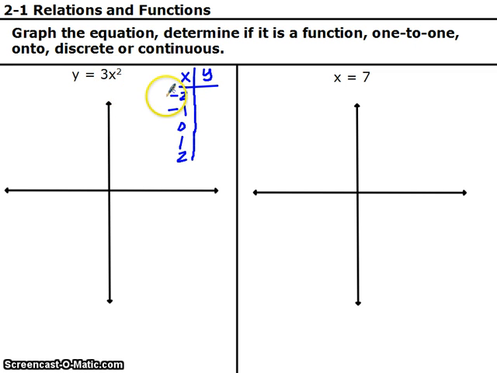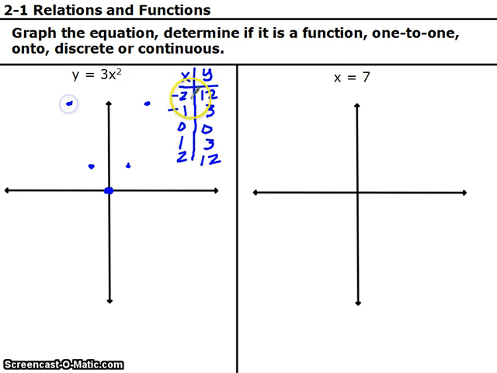Okay, so if I do -2 squared, that's +4, and then 4 times 3 is 12. Okay, -1 squared is +1 times 3 is 3. 0 squared is 0 times 3 is 0. 1 squared is 1 times 3 is 3. 2 squared is 4 times 3 is 12. Okay, so let's plot these points. So we've got (0, 0). We've got (1, 3). Again, we're just doing a sketch. And then we've got (2, 12).